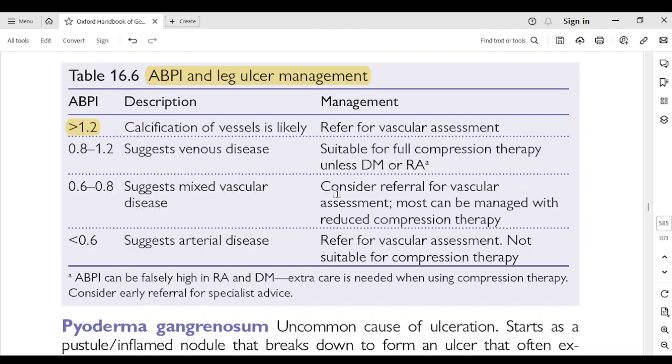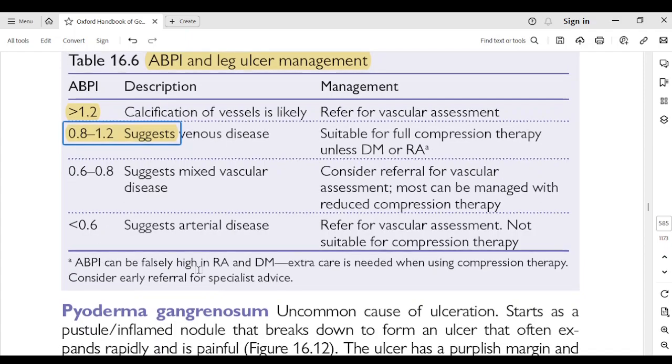0.6 to 0.8 suggests mixed vascular disease. Consider referral for vascular assessment. Most can be managed with reduced compression therapy. 0.8 to 1.2 suggests venous disease. A leg ulcer with an ABPI of 0.8 to 1.2 suggests a venous disease suitable for full compression therapy unless diabetes or rheumatoid arthritis. So 0.8 to 1.2 is the normal range for ABPI. Anything more than 1.2 is also abnormal. Anything less than 0.8 also shows ischemia.